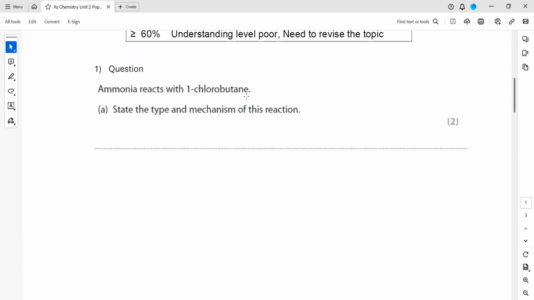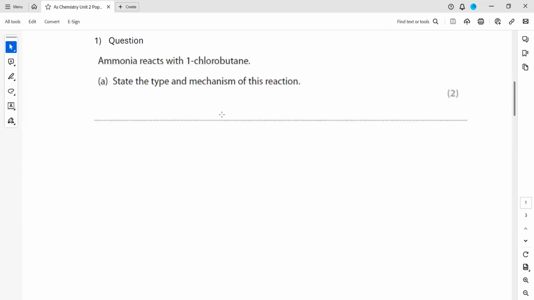Ammonia reacts with chlorobutane. State the type of mechanism. Whenever there's a reaction between ammonia and chlorobutane, the reaction is known as a nucleophilic substitution. The type of reaction is nucleophilic and the mechanism is substitution. So it is a nucleophilic substitution reaction: the mechanism is substitution and the type is nucleophilic.